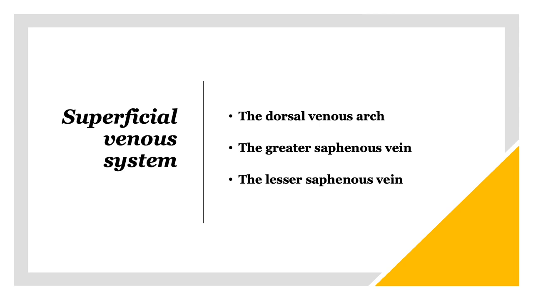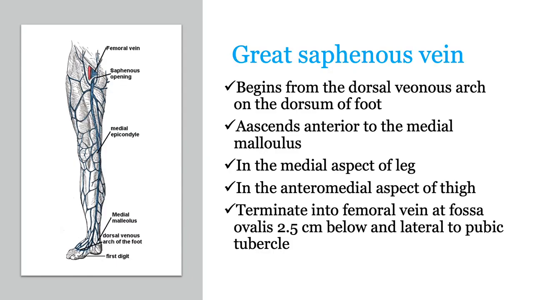the greater saphenous vein and lesser saphenous vein both arise from the dorsal venous arch on the dorsum of the foot. The great saphenous vein ascends anterior to the medial malleolus on the medial aspect of the leg. Then it continues on the anteromedial aspect of the thigh to terminate into the femoral vein at the fossa ovalis, 2 cm below and lateral to the pubic tubercle.